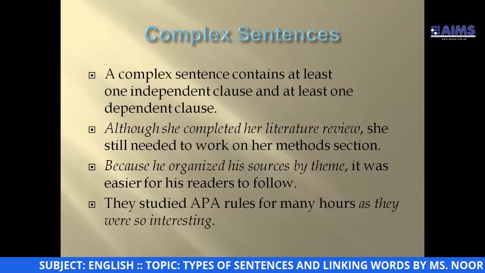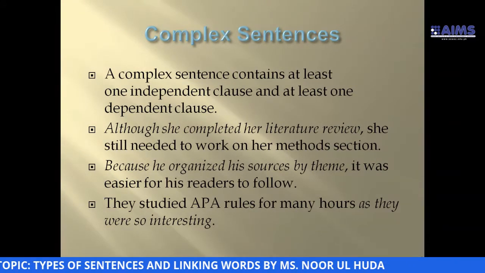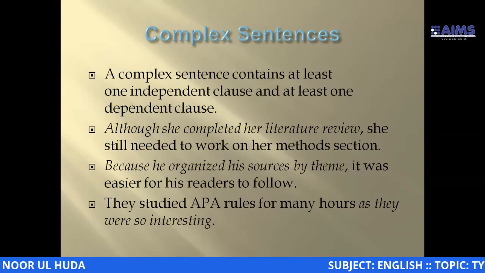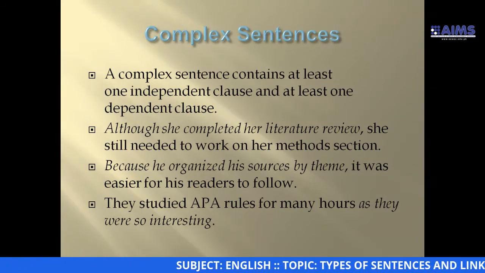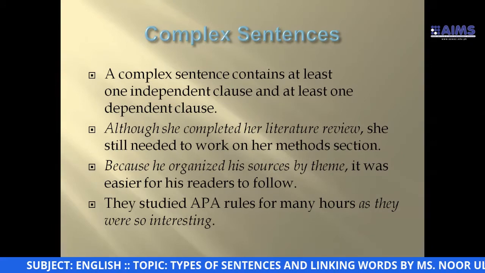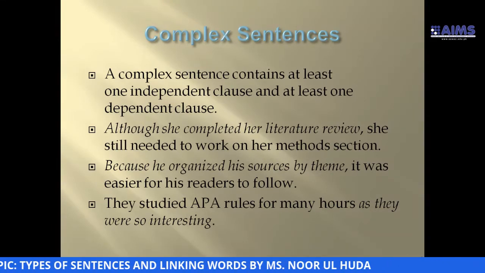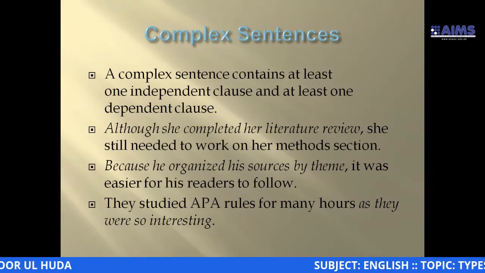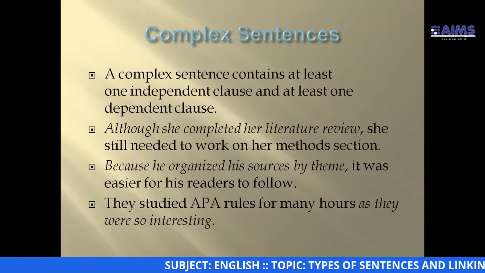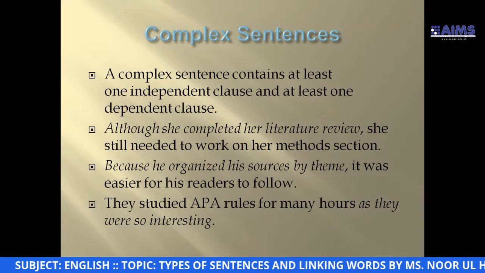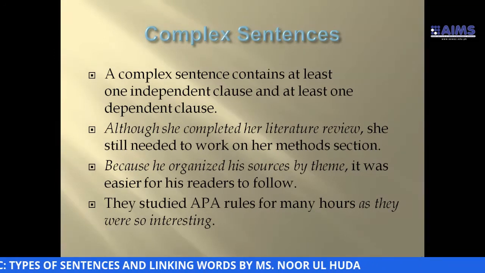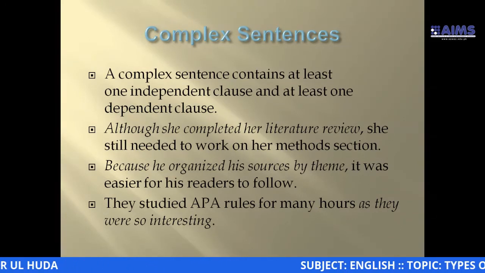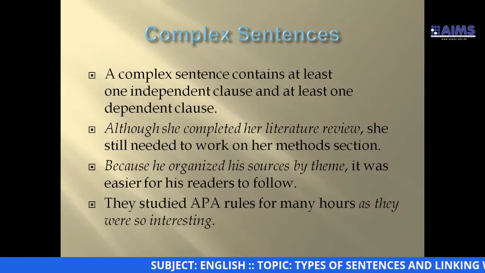Okay. Now the complex sentences. What are complex sentences? Complex means complex, which is very complex. A complex sentence contains at least one independent clause and at least one dependent clause. If there is a sentence which has more than two independent clauses, or more than one dependent clause, it could also be called a complex sentence. So a complex sentence means one should be dependent and one must be independent.